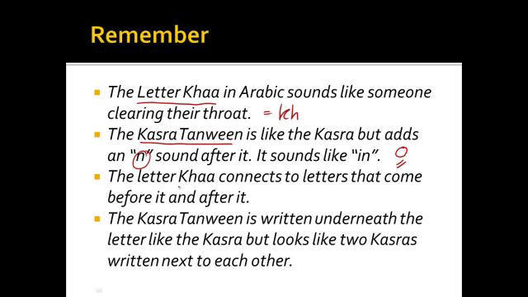So the letter Kha connects to letters that come before it and after it. So for example, in the medial position, the Kha will connect to a letter before it and after it. Now the Kasra Tanween is written underneath the letter like the Kasra, but looks like two Kasras written next to each other. So if we were going to write the Kha here, then the Kasra Tanween would be written below it as two dashed lines next to each other.